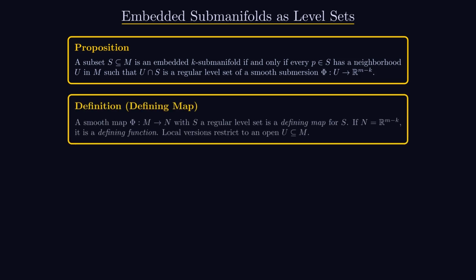A defining map for S is any smooth map phi from M to some manifold N for which S is a regular level set of phi. When the codomain is R^(m-k), the map is called a defining function. The characterization proposition says that defining maps always exist locally around any point of an embedded submanifold. They are the standard certificate of embeddedness in the category of smooth manifolds, and they provide the framework in which the implicit function theorem operates geometrically.